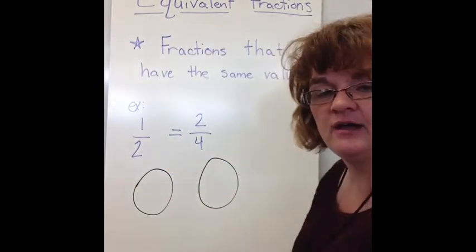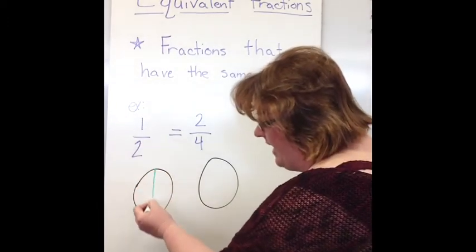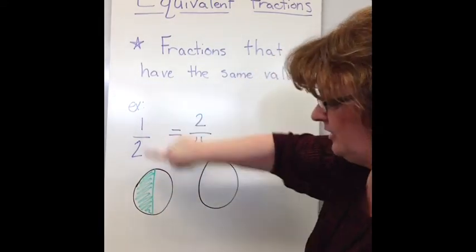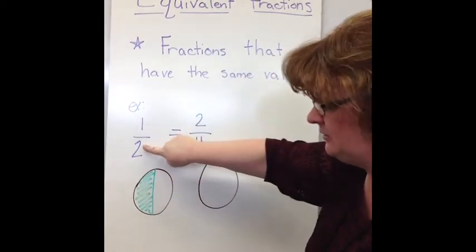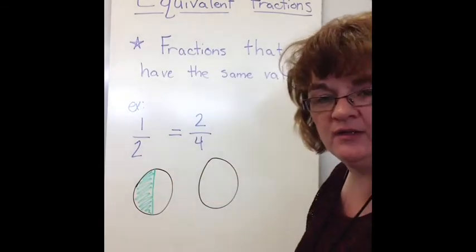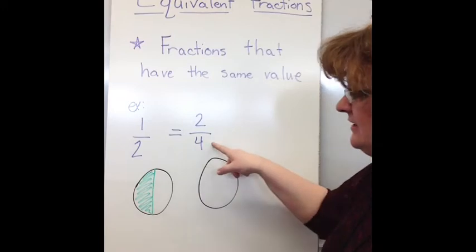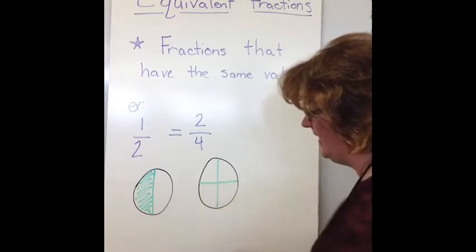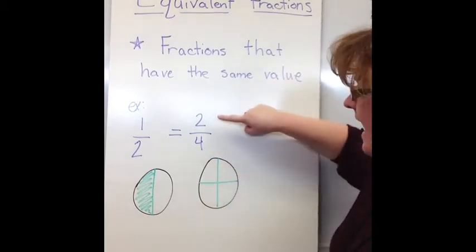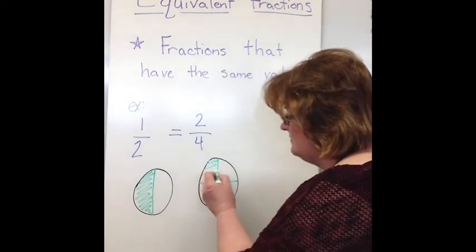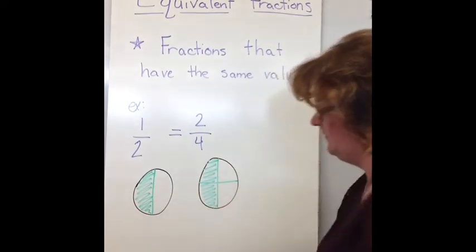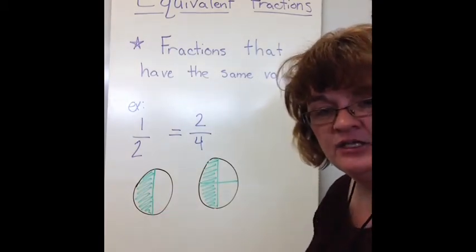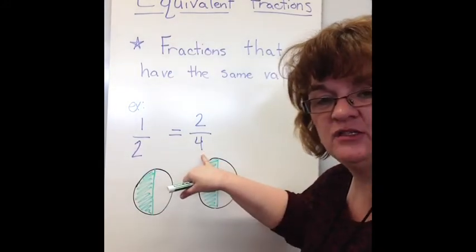Let me show you how that looks on a couple of pies. Okay, if I have 1/2 of a pie, this is 1/2. The numerator of 1 means I have one piece. The denominator of 2 means the pie has been cut into 2 equal parts. So this is 1/2. Now let's take a look at what 2/4 looks like. If I cut the pie into 4 equal parts and I eat 2 of those, you can see that this and this are the same amount of pie. So 1/2 is an equivalent fraction to 2/4.